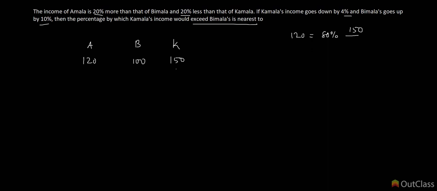Kamala's income goes down by 4% and it becomes 144. 4% of 150 is 6. 6 reduction will take you to 144. Bimala's goes up by 10%, becomes 110.